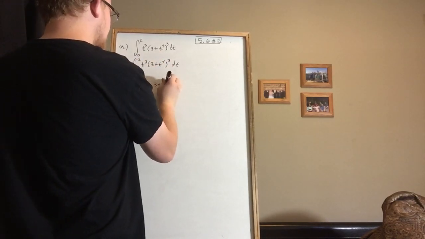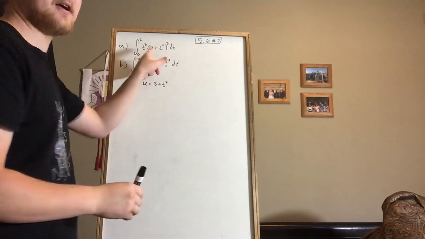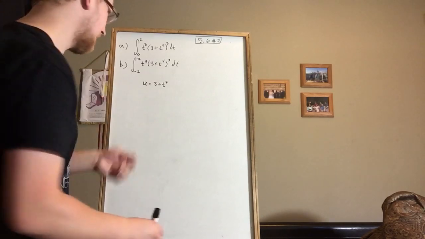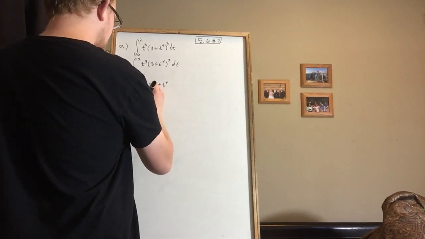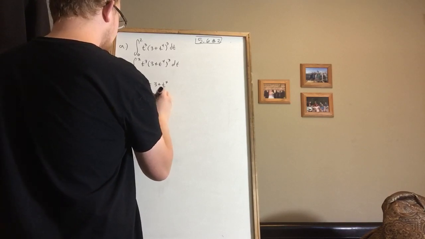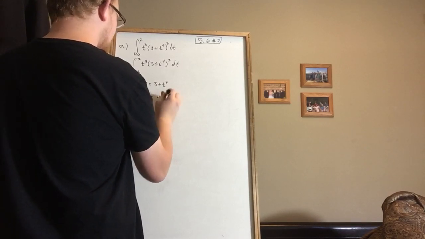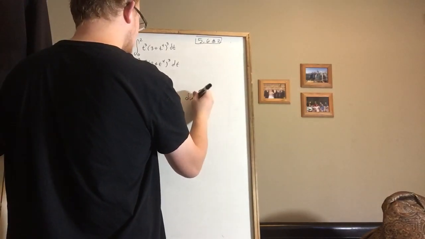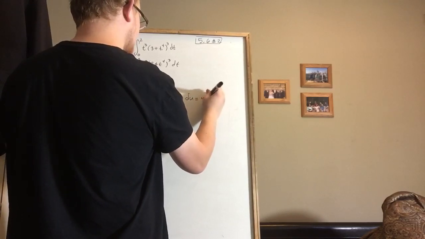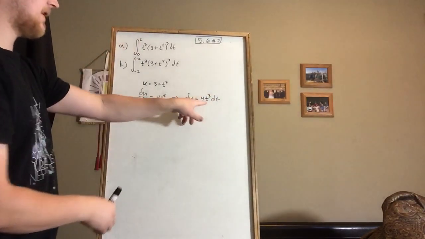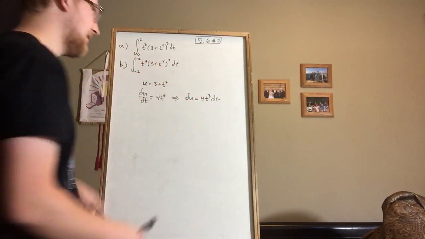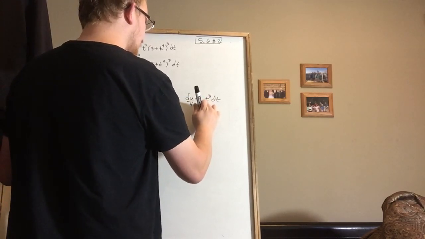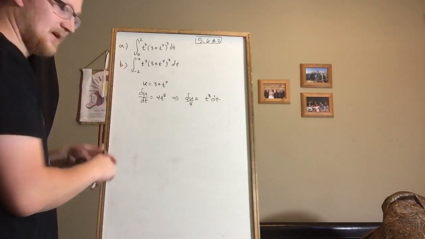And with u substitution, we always want to include any constants that we can in our u term. That way we can destroy them by taking the derivative. So if this is u, then du dt equals 4t to the 3, which likewise means that du equals 4t to the 3 dt. And then we want to get this to match that, so we need to divide the 4 over. So we found that 1/4 du equals t to the 3 dt.